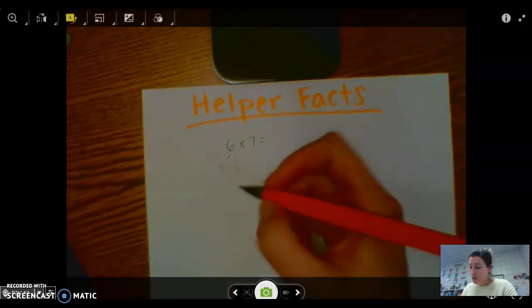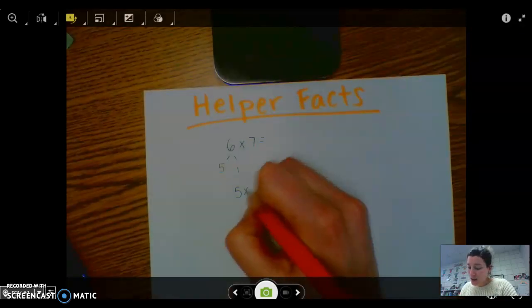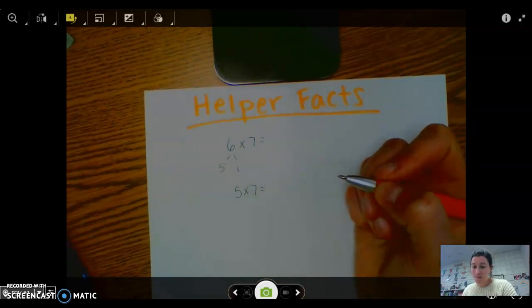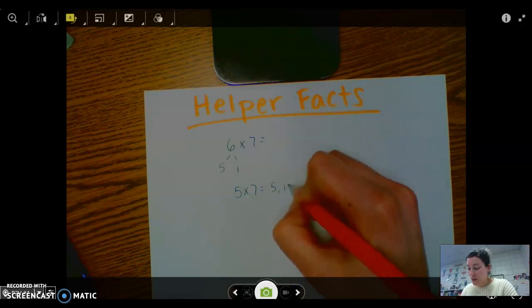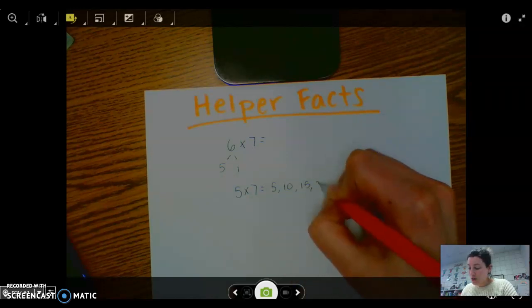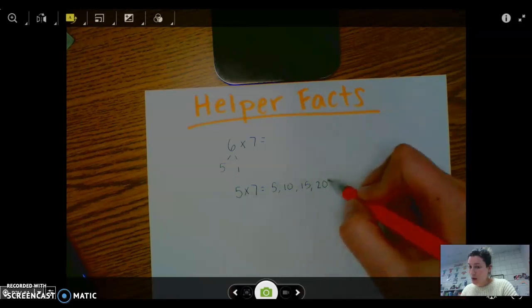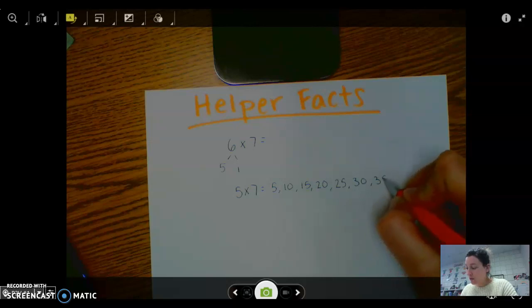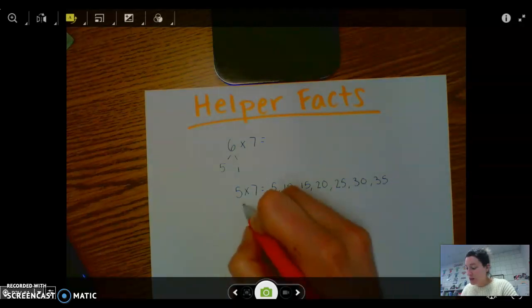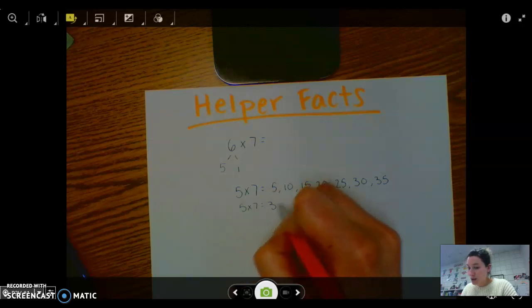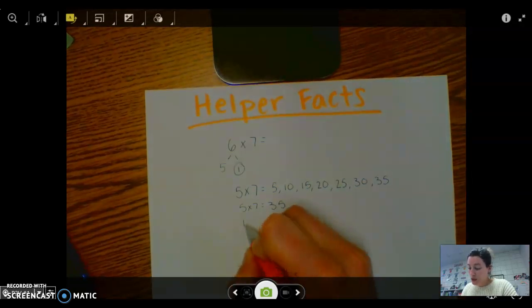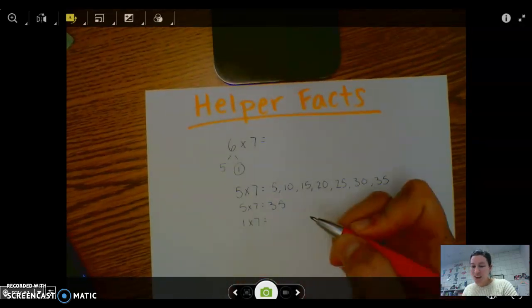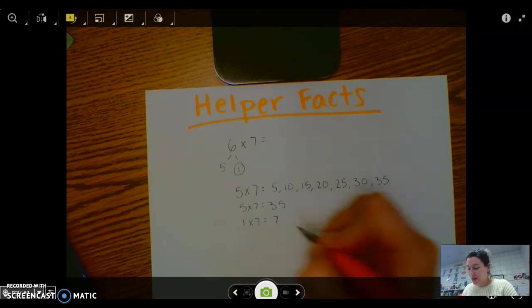Okay? So if I do 5 times 7, if I'm not sure what that is, I could count by fives. 5, 10, 15, 20. That's 1, 2, 3, 4. 25, 30, 35. So I know that 5 times 7 is 35. But I still have one group left over. So now I need to do 1 times 7. Well, I know 1 times 7 is 7.